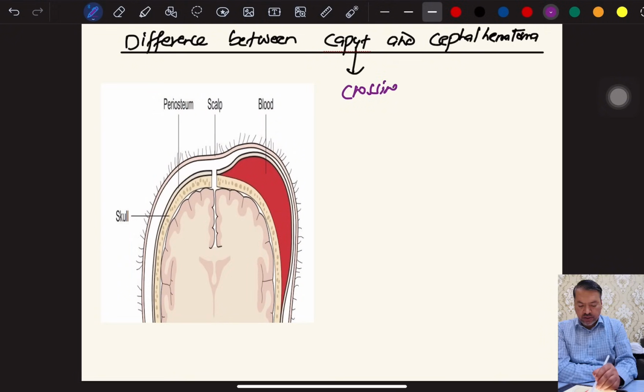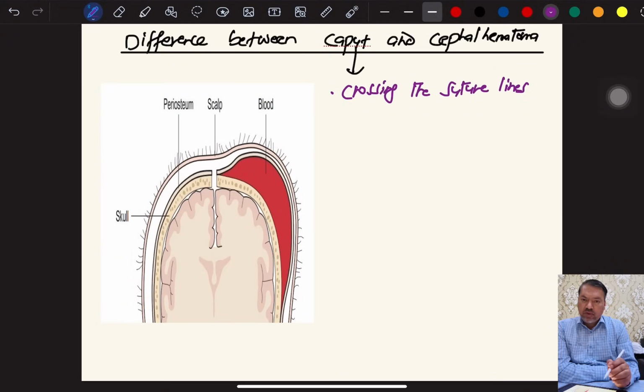crossing the suture lines or the sutures, because it is very superficial, it is in the subcutaneous layer or the space of the scalp, and we all know scalp has got 5 layers. Okay, the first is skin, the second is subcutaneous tissue, the third is called aponeurosis, the fourth is loose areolar tissue, and the fifth layer is called pericranium. So this caput is present in the subcutaneous layer, so it is crossing the suture line, it is widespread. Whereas the cephalhematoma is present below the periosteum and above the bone, the subperiosteal area. As a result of this, it will not cross the suture line. It is localized to one of the cranial bones. So memorize it, okay? This is very, very important.